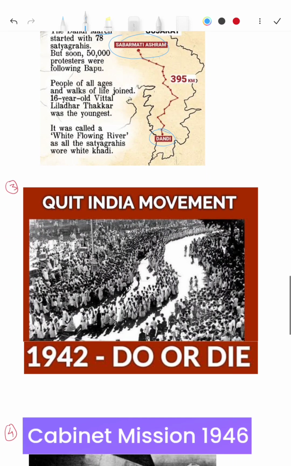Then comes the Quit India movement in 1942, and the famous slogan given by Mahatma Gandhi is "Do or die," asking the Britishers to quit India.